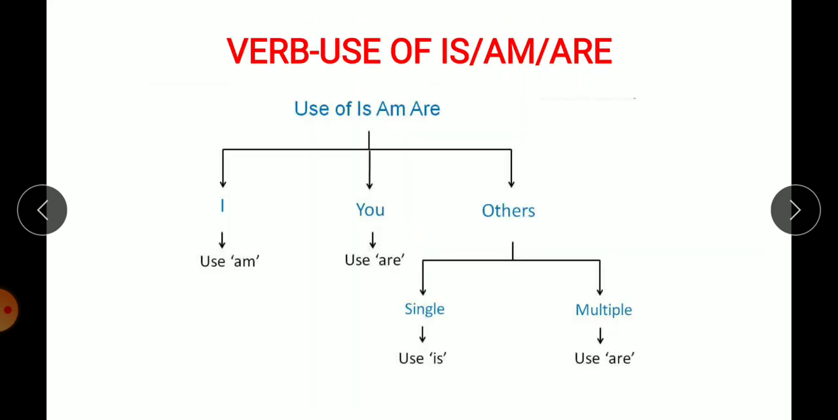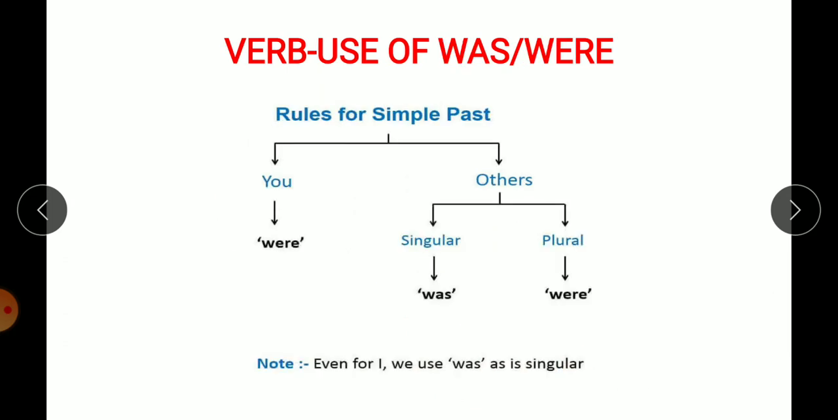Now use of is, am and are. With I we always use am. With you we use are. And with others, if it's a singular noun we use is, and if it's multiple we use are. Like she is, but they are. Okay. Was and were, same concept but used in past tense. With I we will use was, with you we will use were, but with others, if it's singular we use was, and if it's plural we use were.